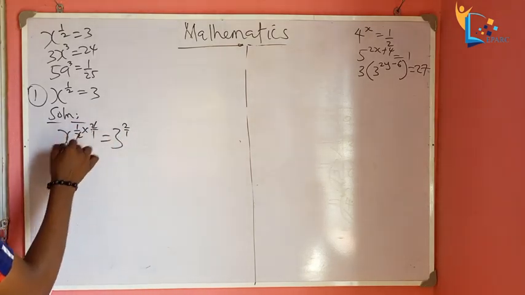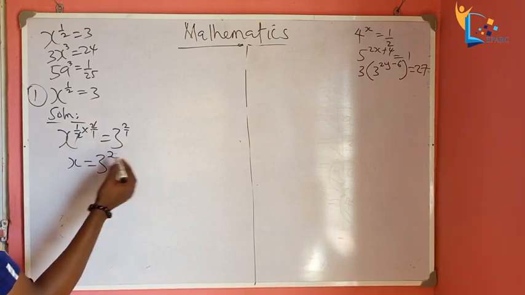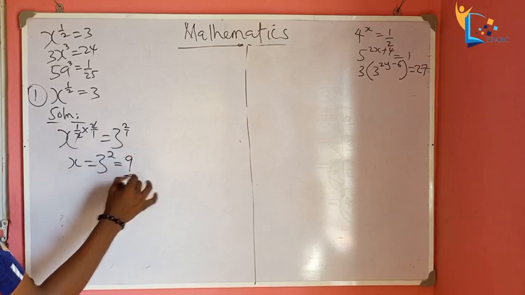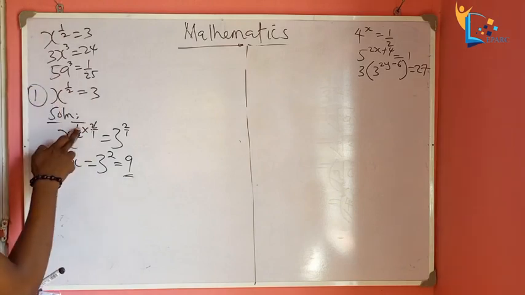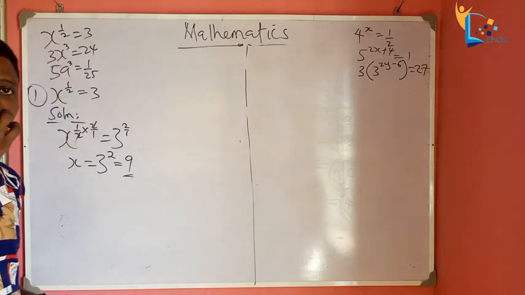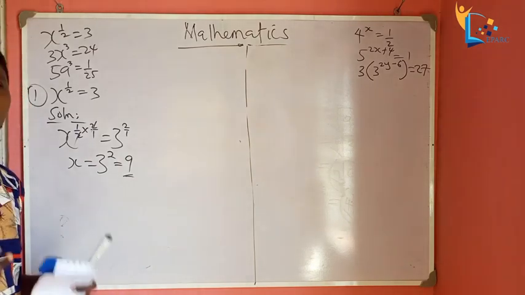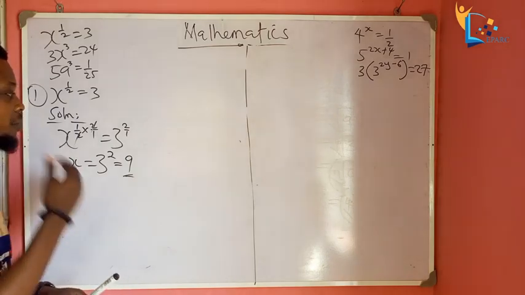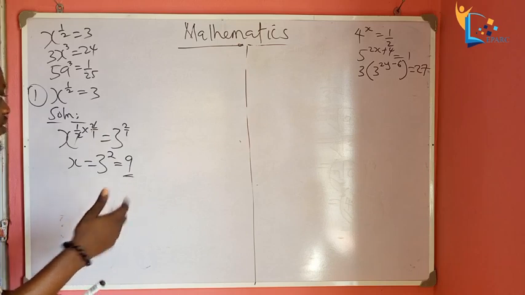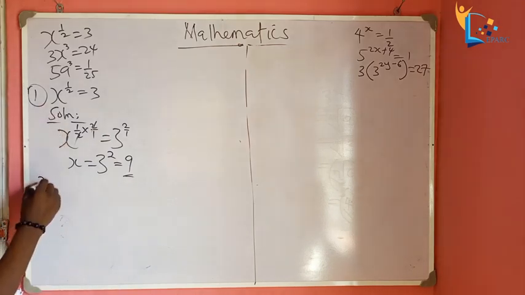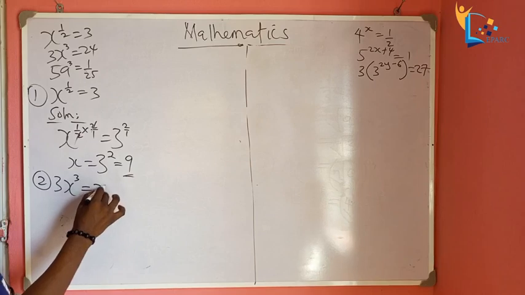Okay, so this will cancel off. So we have x is equal to 3 raised to the power 2, which is equal to 9. So that's it. You look for the multiplicative inverse of 1 over 2. The multiplicative inverse of 1 over 3 is 3. The multiplicative inverse of 1 over 4 is 4. So the multiplicative inverse will be applied on the other side of the equation. Do you understand? Then number 2, we have 3x raised to the power of 3 equal to 24.